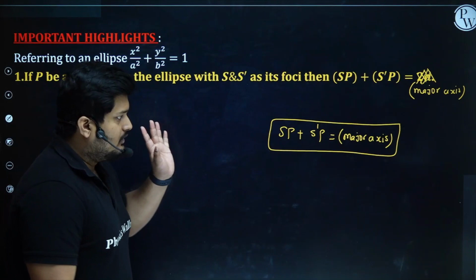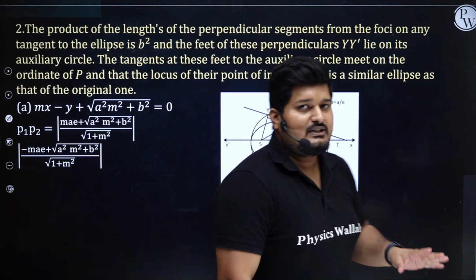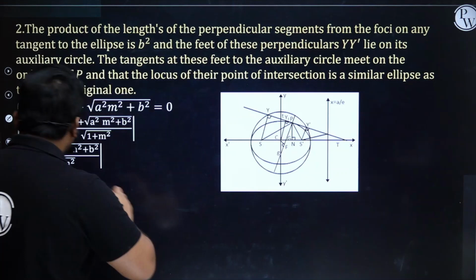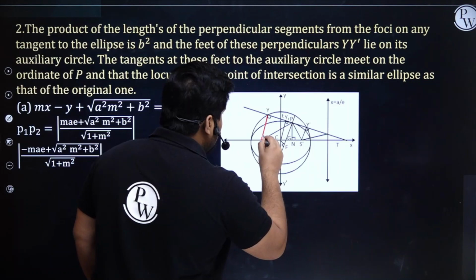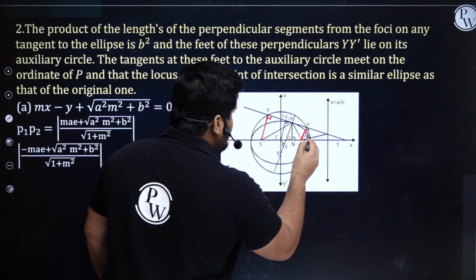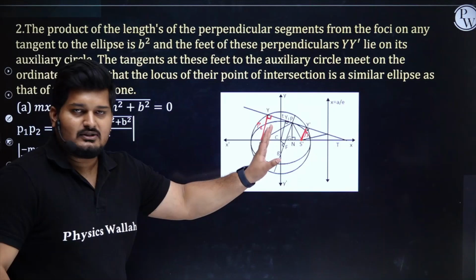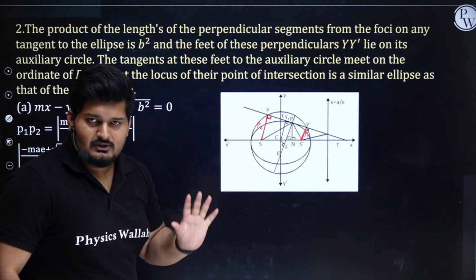The second point is the product of this. You can read everything here. The property which you should remember from here is this. For any tangent, guys, for any tangent, let's say you have drawn perpendiculars from both foci. So let them be P1 and P2. From both foci you have drawn the foot of perpendicular to some random tangent. P1 and P2 are the lengths.